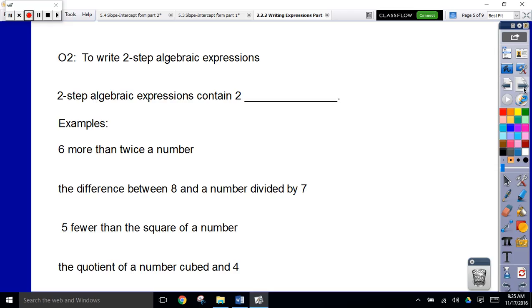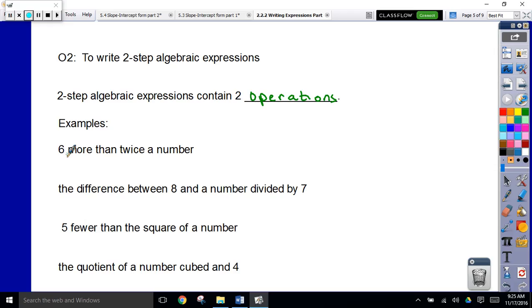All right, now, the most important part of our lesson today, in my opinion, is two-step algebraic expressions. Two-step expressions contain 2 operations. We have to do 2 different things. So we're not just going to add or just going to subtract. We might multiply and add, or divide and add. So some examples. We have 6 more than twice a number. So we've got 2 things going on.